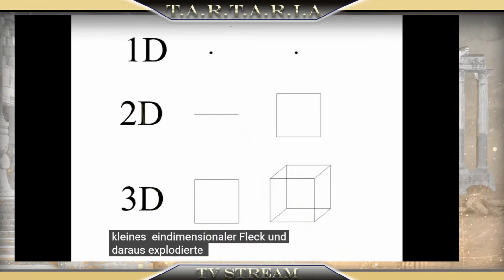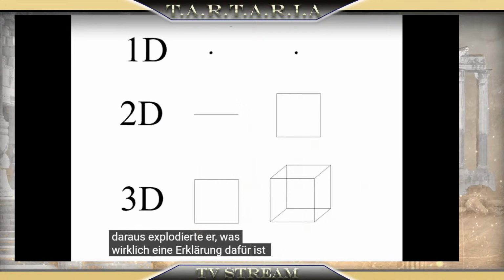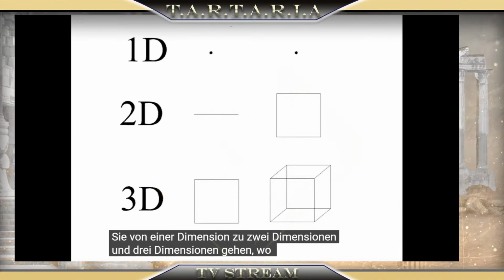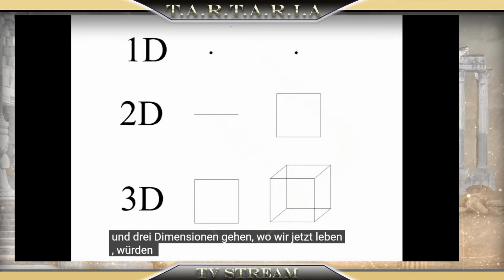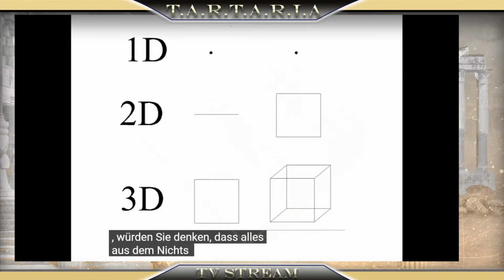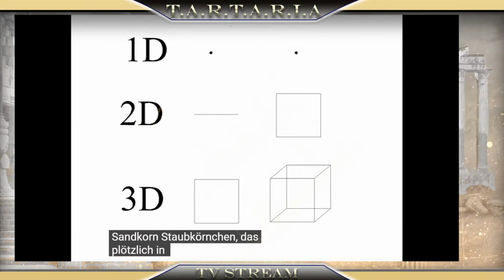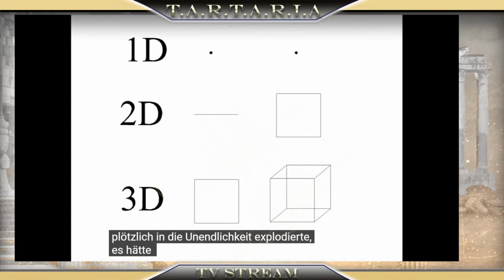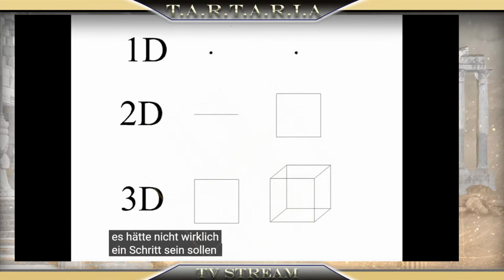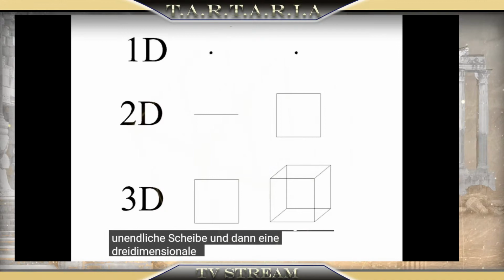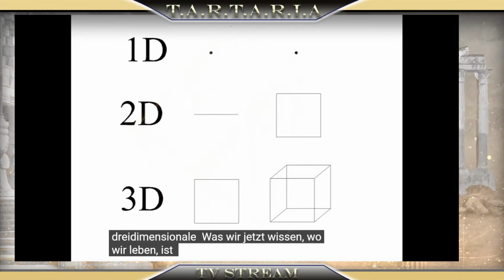and out of that it exploded into existence, which is really an explanation of saying when you go from 1 dimension to 2 dimensions and 3 dimensions, where we live now, you would consider that everything came out of nothing, which is that little tiny grain of sand, speck of dust, that suddenly exploded into infinitude. It didn't really. It should have really been a step from first dimension speck to a 2-dimensional flat disk, right? An infinite disk, and then a 3-dimensional, what we now know where we live, which is really easy to imagine because we're living here. We know it.